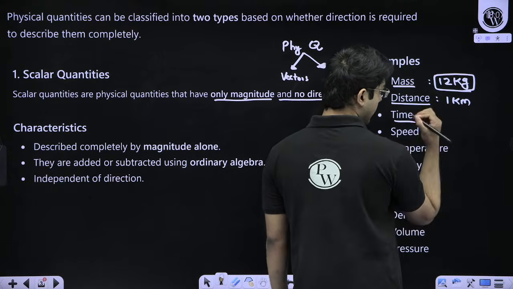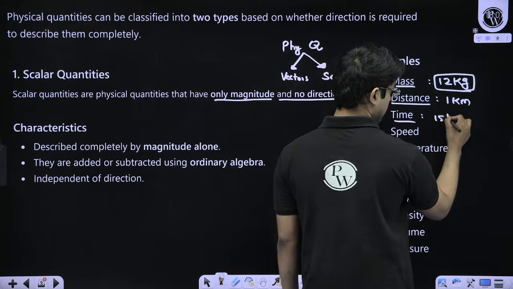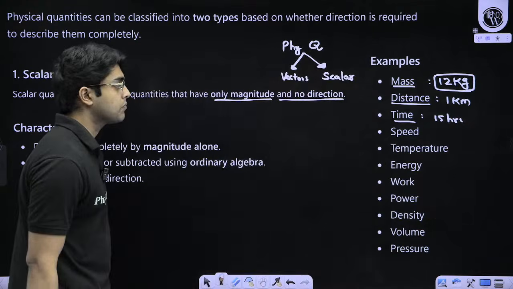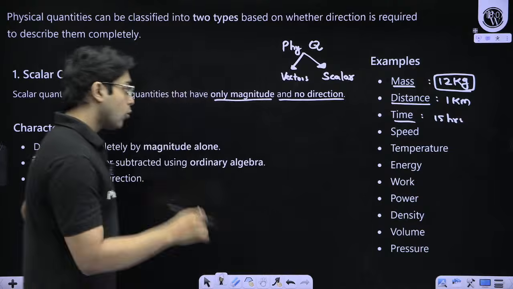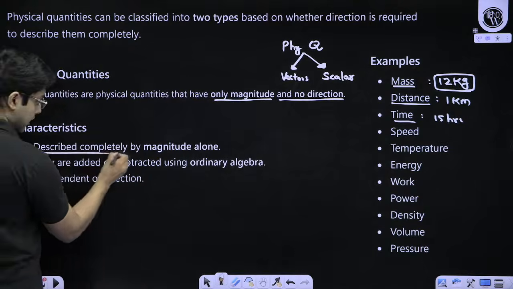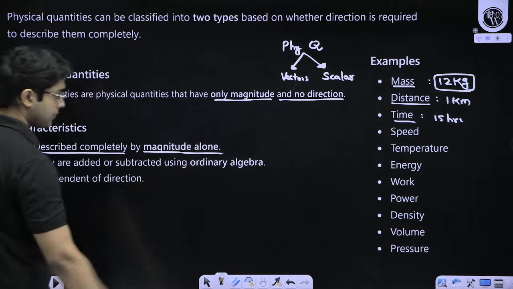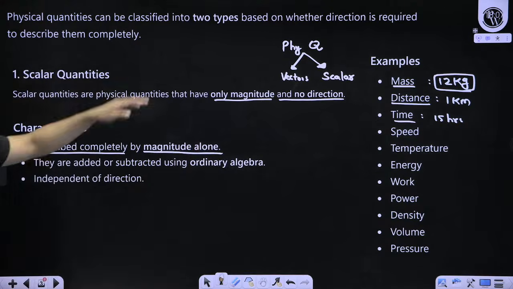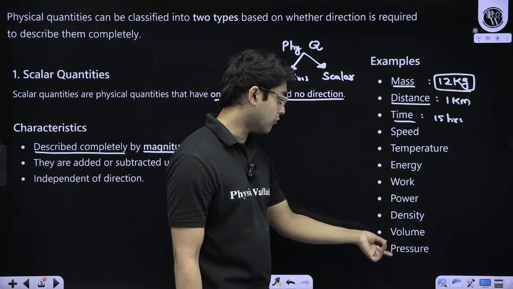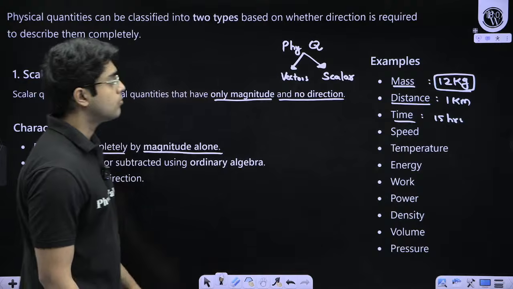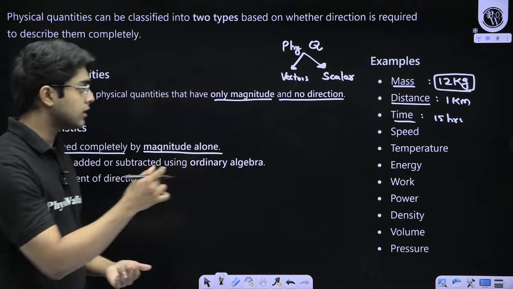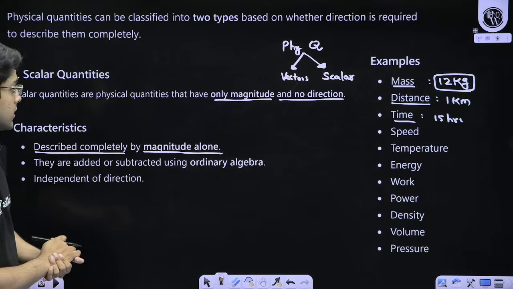Let's say the time elapsed is 15 hours. Like we don't need to know any directional information in that. So those kind of quantities come under scalars, which we can completely describe using the magnitude alone. Okay. So these are some examples: energy, work, temperature, speed, power, volume, pressure. And there are more scalars and vectors which we will see as 11th and 12th progresses.